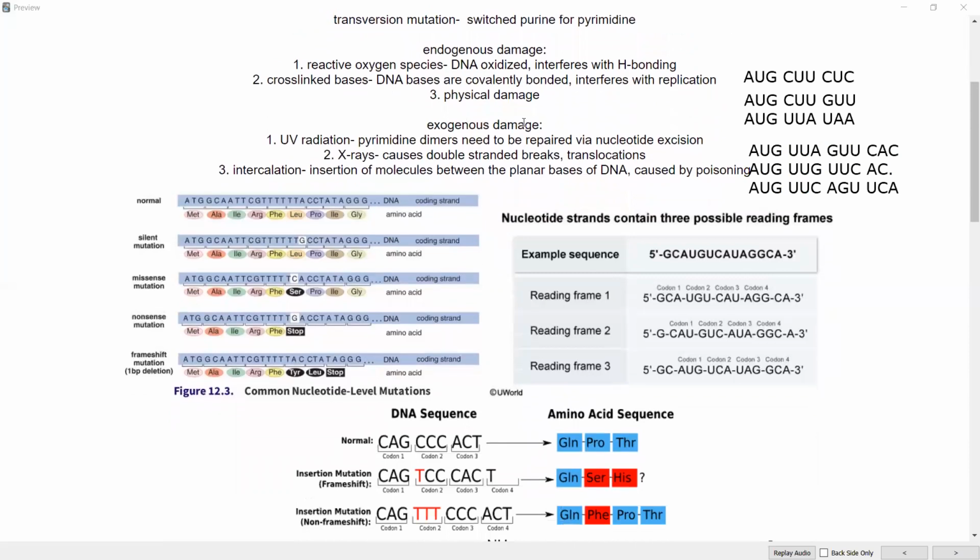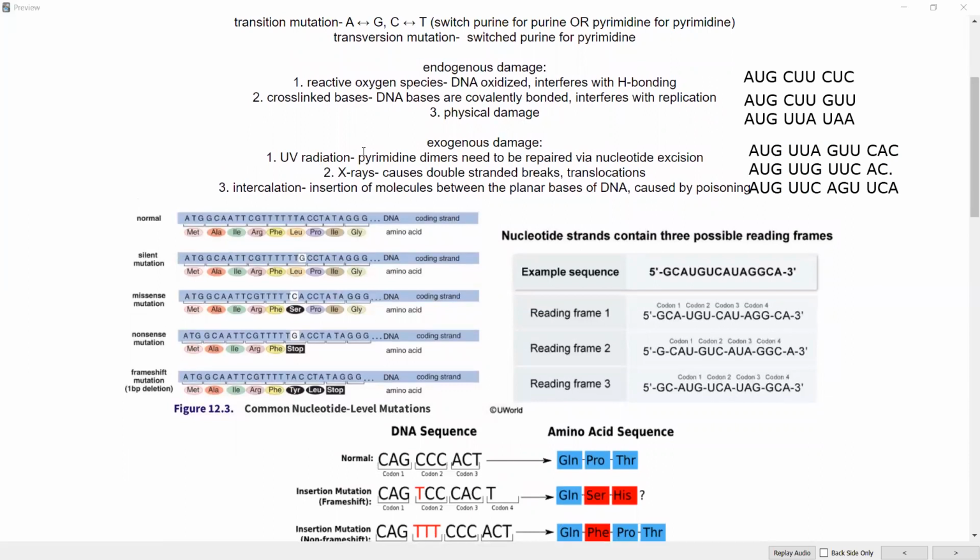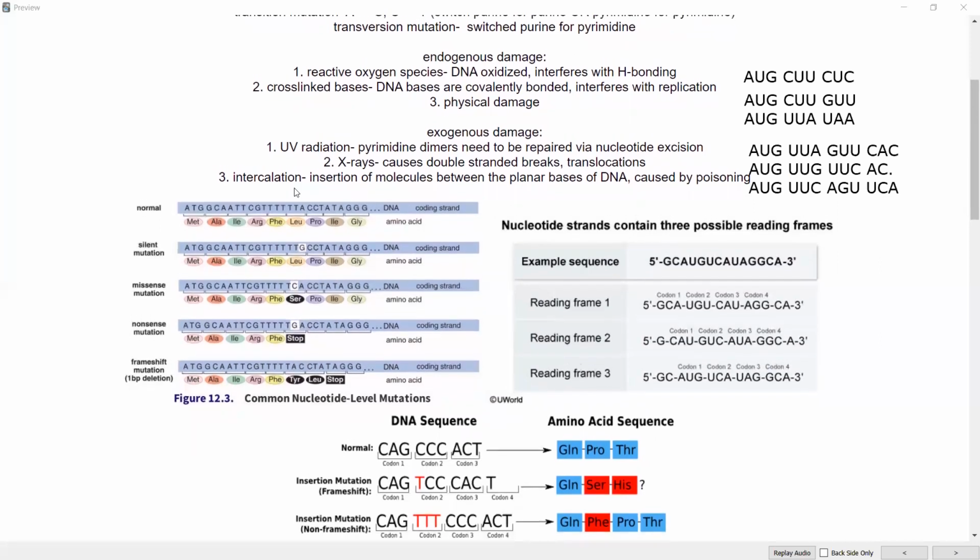I think that would be more along the lines of... I'm not sure actually what the situation would be for physical damage in a cell. I'm thinking more along the lines of exogenous damage like radiation, X-rays, and there's also poisoning, right? There's also things that explicitly go in and screw up your DNA. So those are the kinds of things that can cause these mutations.